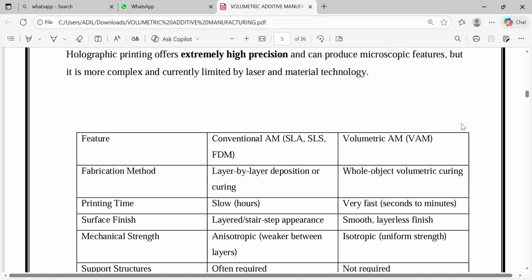Holographic printing offers extremely high precision and can produce microscopic features, but it is more complex and currently limited by laser and material technology. It offers extremely high precision because it uses wavefront shaping for precise energy control. It enables submicron feature sizes. It allows for complex 3D geometries. It provides high resolution and accuracy. This precision makes holographic printing suitable for advanced applications.